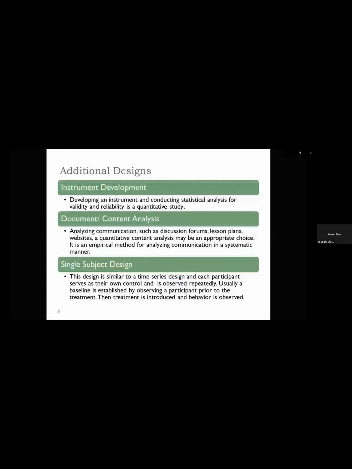But for the purpose of this tutorial, we're going to go back and focus on the main designs that Campbell and Stanley talk about. So let's go ahead and focus on those. The first type of study we're going to look at is a descriptive study. And descriptive studies focus on what is. We really aim to understand what is happening, what is in a specific situation with an identified population.